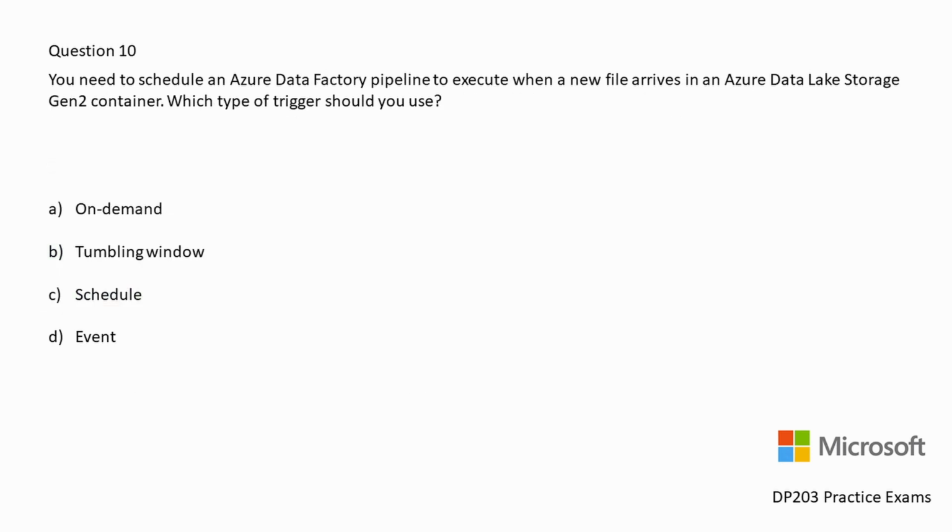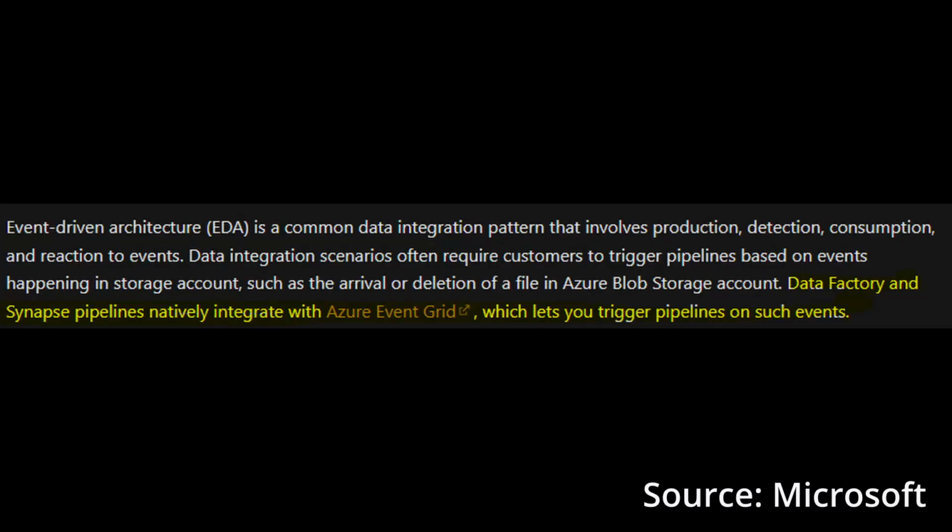Question 10. You need to schedule an Azure Data Factory pipeline to execute when a new file arrives in an Azure Data Lake Storage Gen 2 container. Which type of trigger should you use? A. On demand. B. Tumbling window. C. Schedule. D. Event. This is a very straightforward question, especially after having gone through question 1.